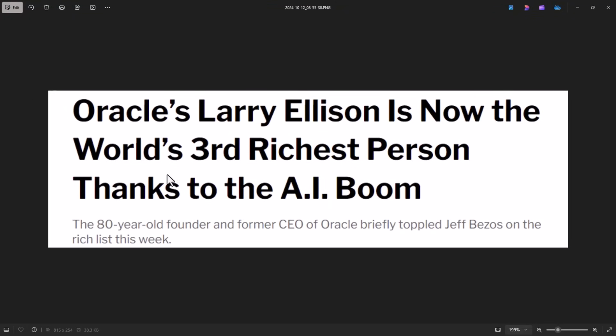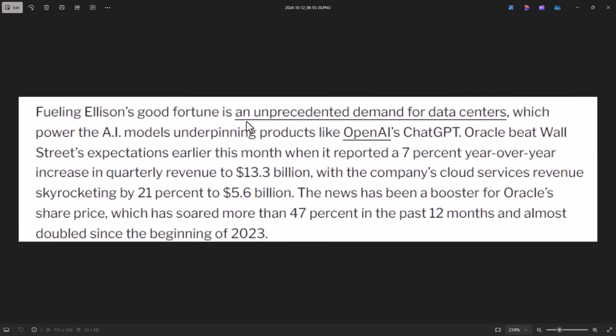So Ellison is now the world's third richest person thanks to the AI boom. This guy's 80, looks like he's 40. But he toppled Bezos on the rich list. Now, this is pretty fascinating stuff. Fueling Ellison's good fortune is unprecedented demand for data centers. So if you start thinking about what goes into a data center, and where you see the numbers in the skew here, it's fascinating.